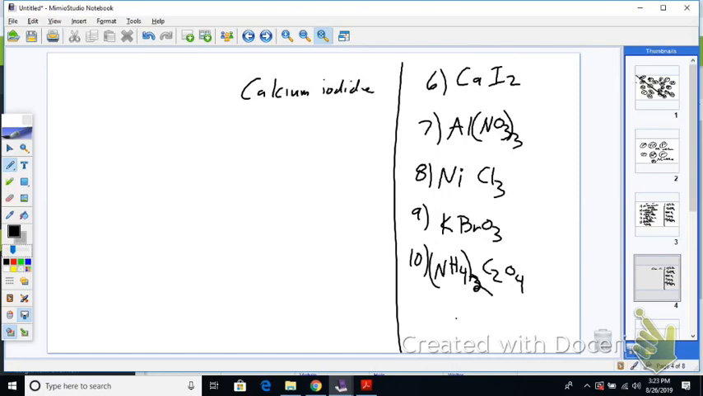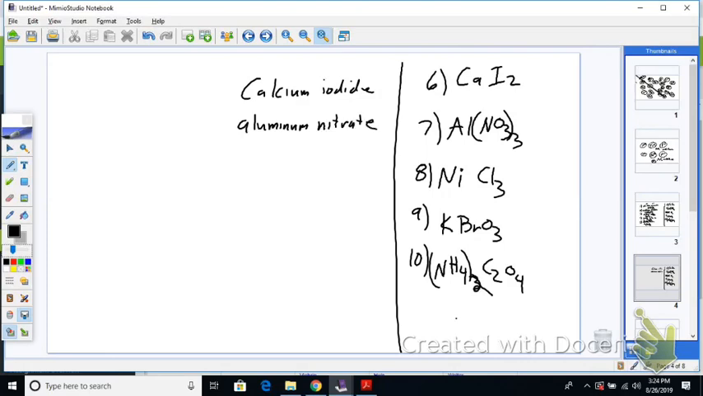Okay? The second one is what we call a polyatomic ion compound, because it has a polyatomic ion in it. So that is really easy to name as well. So that one would be aluminum nitrate.